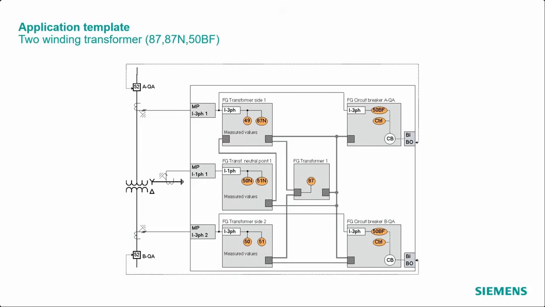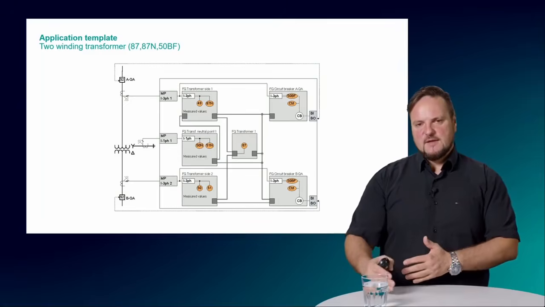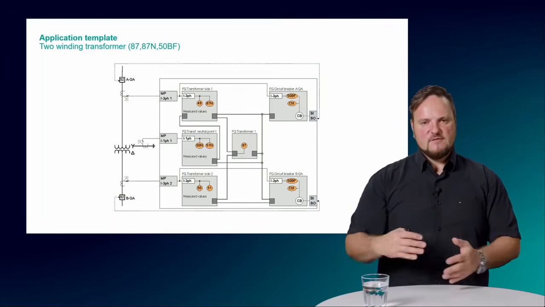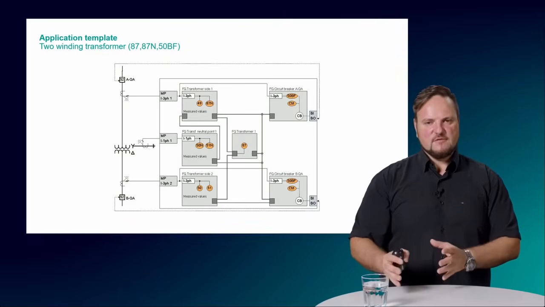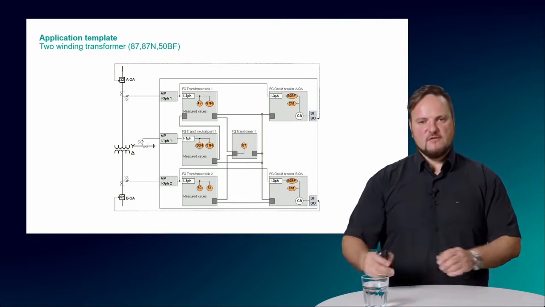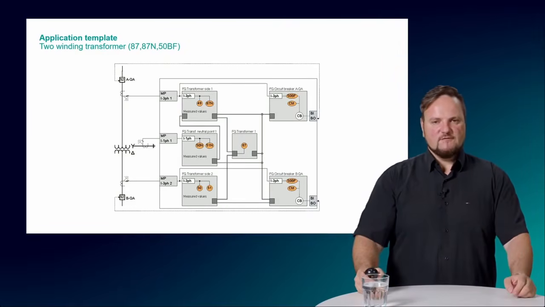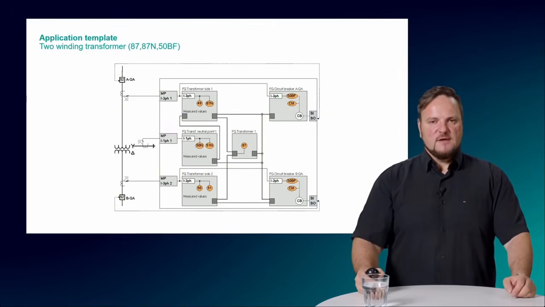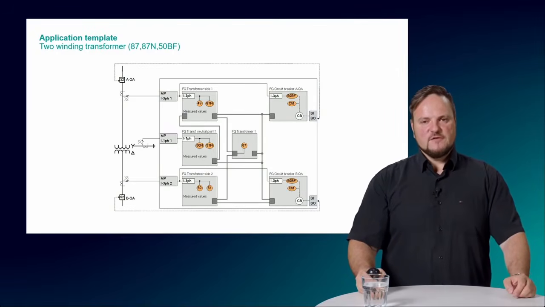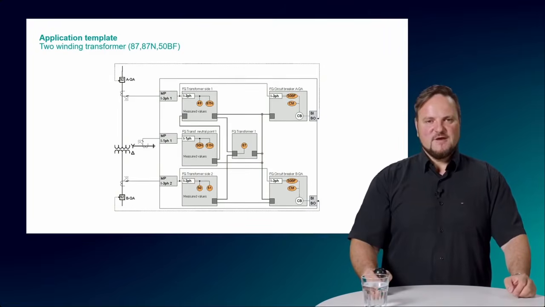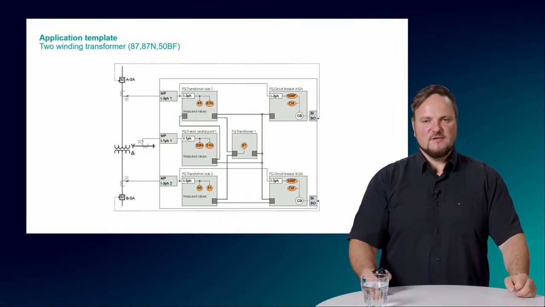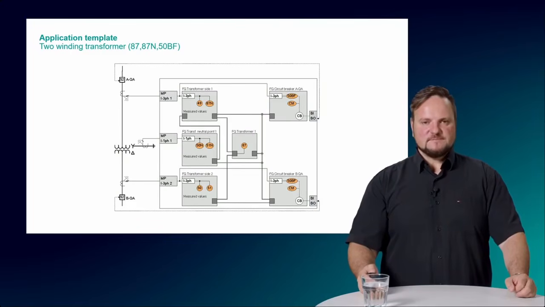But you see here as well that the application before is only a little bit more adapted. So that means we have the same look and feel, the same structure as before, and now we add some additional functions and function groups to that project. Here, when you compare the basic two-winding transformer application with this application, you will also see that the circuit breaker function group now has the breaker failure protection instantiated.